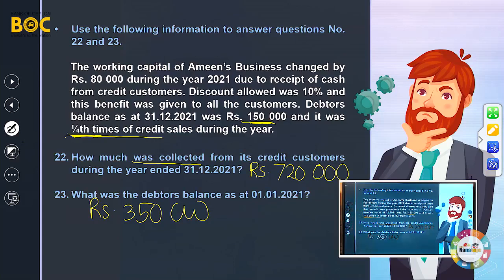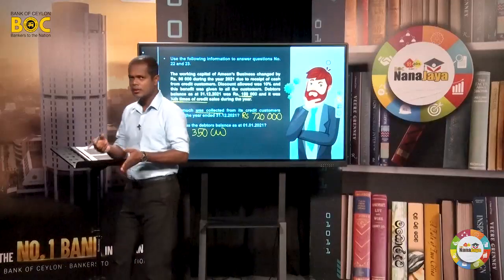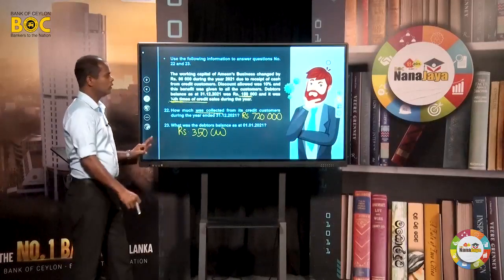So what you learn here, this working capital. When a debtor pays his amount in cash and you don't give a discount, there is no impact on working capital. Why? By the same amount, your cash increases, debtors decrease. Overall, no impact. But when you give a discount, that has an impact on your working capital.